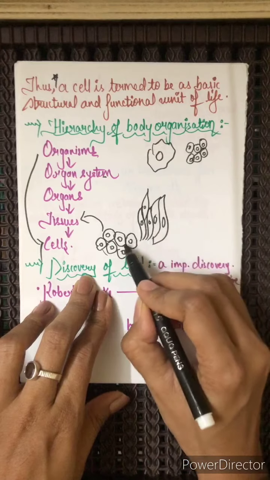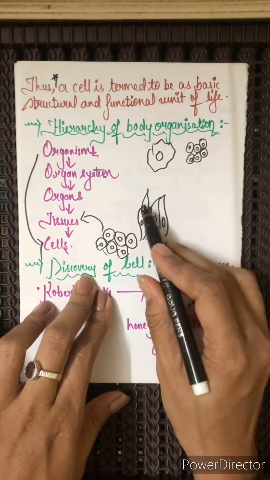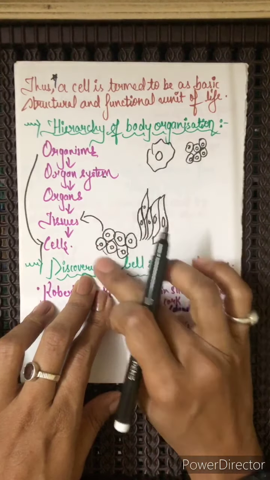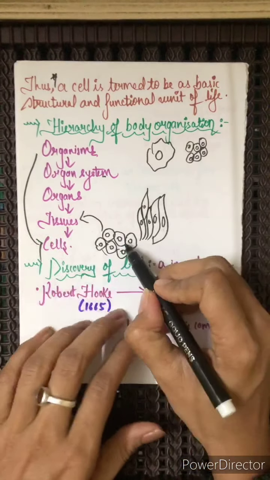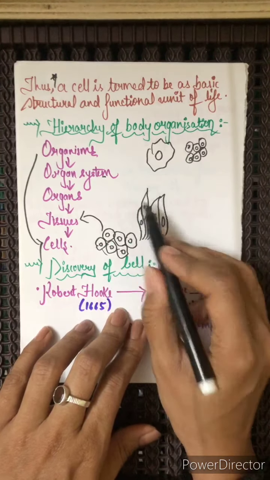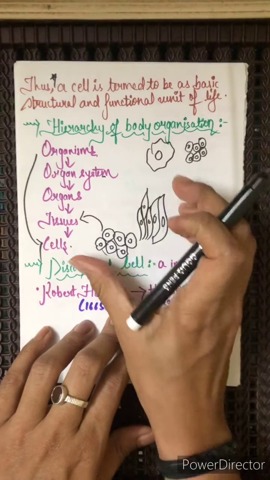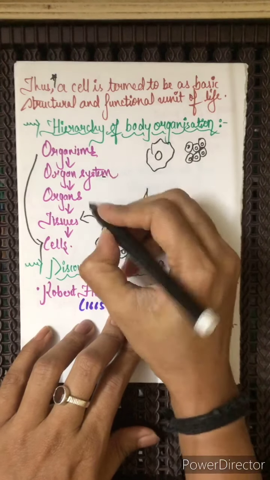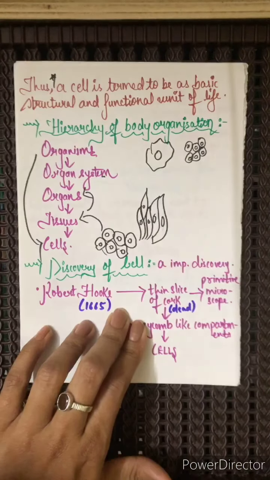Now the group of tissue, this is one tissue, this is another tissue. The group of many tissues, suppose this is the first one, this is the second one, there could be another one. The group of tissues forms the organs.